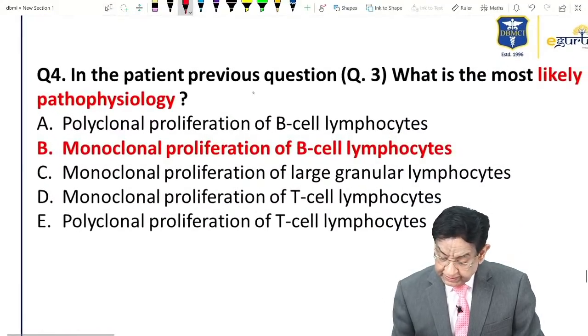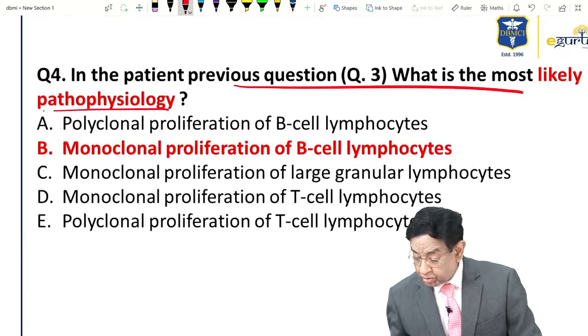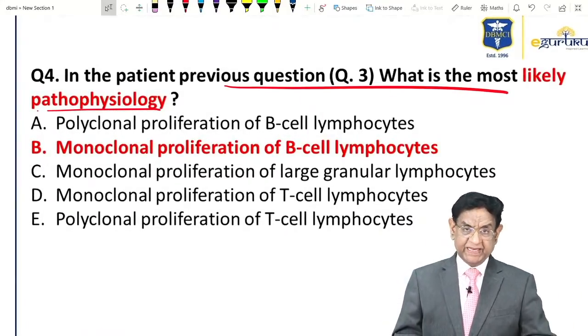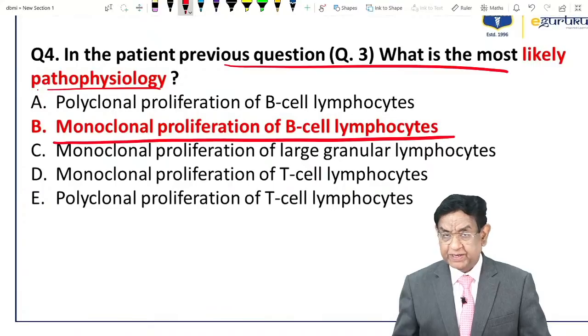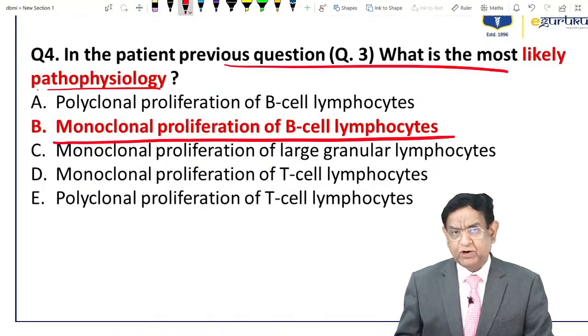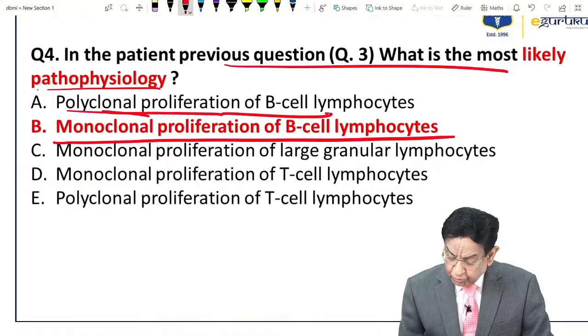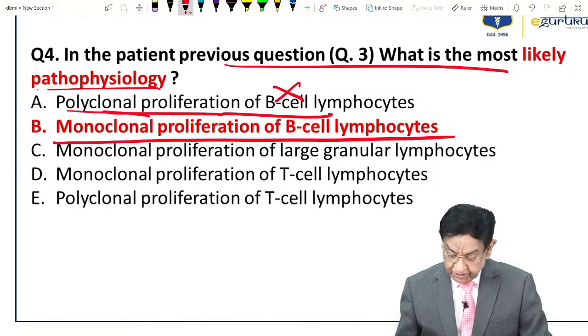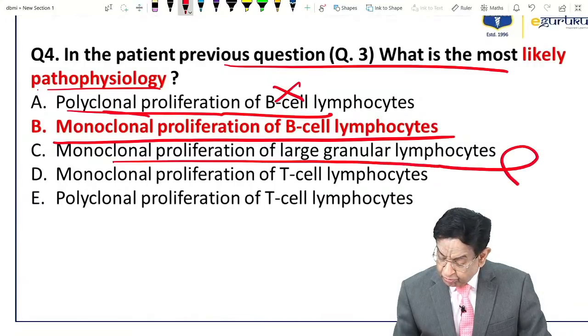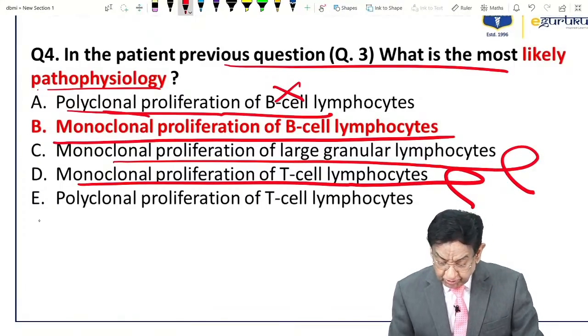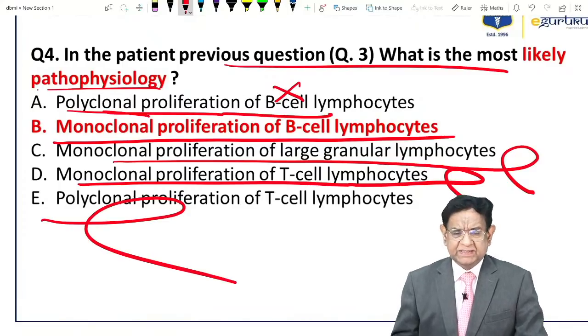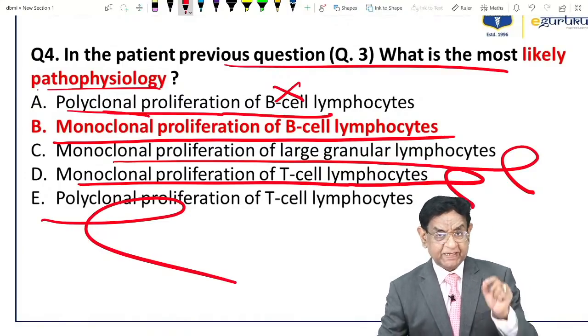Question 4, in the previous question, which is the most likely pathophysiology? Now the things are very clear to you. Monoclonal proliferation of B lymphocytes. Okay, I think straightforward. But let's look into other options also. Is it polyclonal? No way. It is monoclonal. Out. Monoclonal proliferation of large granular? No. It is always the small B lymphocyte, not the large cell. Monoclonal T lymphocyte? No way. It is B cell. Polyclonal T cell? No way. So I think it's a simple question because your basic concepts are clear.